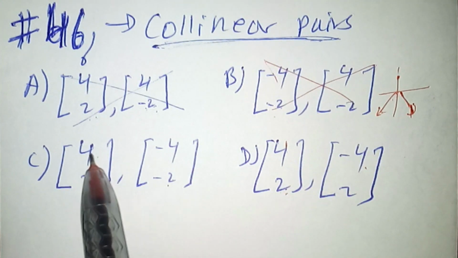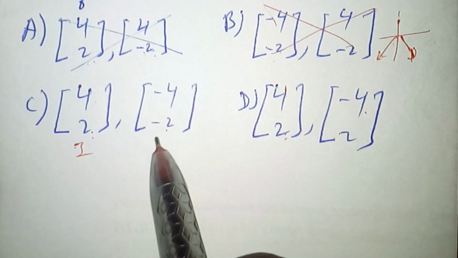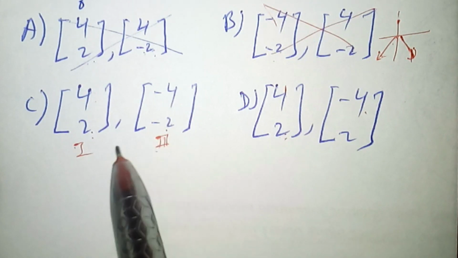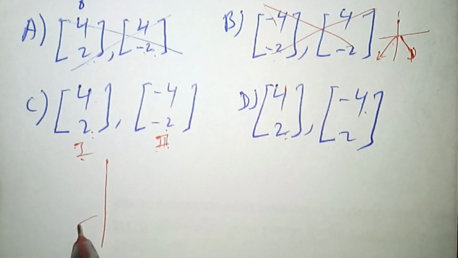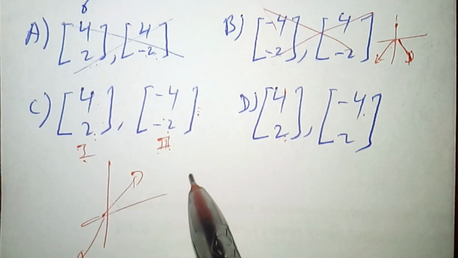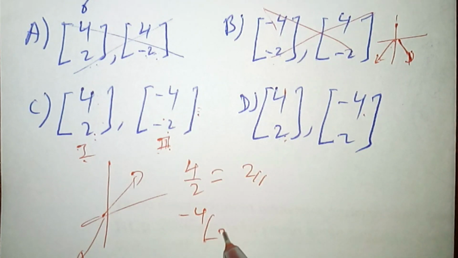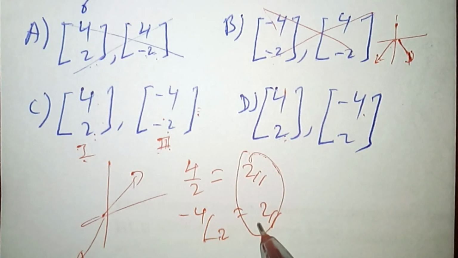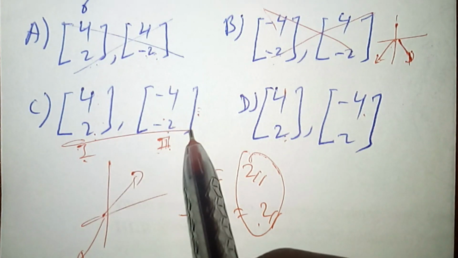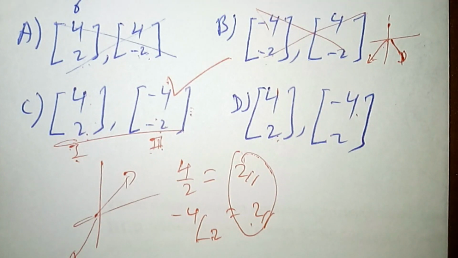When we come to C, the first vector exists in the first quadrant and this vector exists in the third quadrant. So the first and third quadrant vectors have a possibility to be collinear with each other. Then I take the ratio of the components of the vectors in C, which is 4 divided by 2 gives me 2, and minus 4 divided by minus 2 is also 2. So the ratios of the components are equal and the vectors exist in quadrants opposite to each other. So on C, the vectors are collinear with each other.